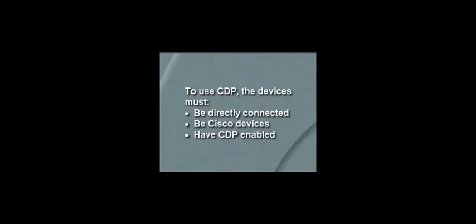Now let's talk about Cisco Discovery Protocol, or CDP. CDP is a proprietary Cisco utility that gives you a summary of information about neighboring devices. Those devices must be directly connected and they must be Cisco devices. They must also have CDP enabled.